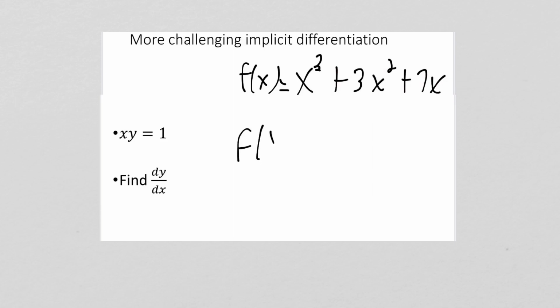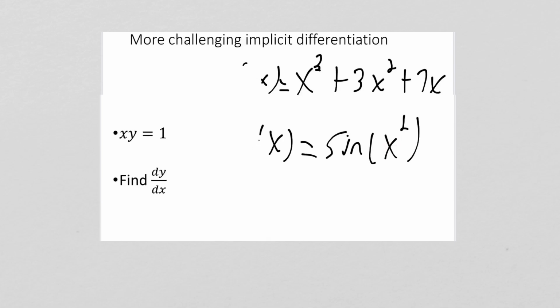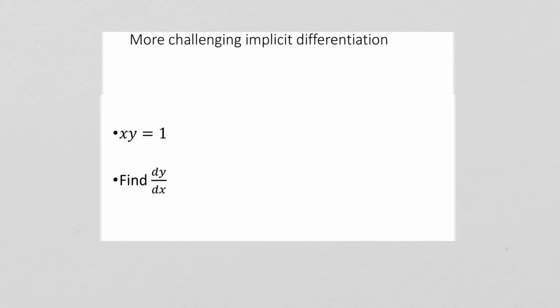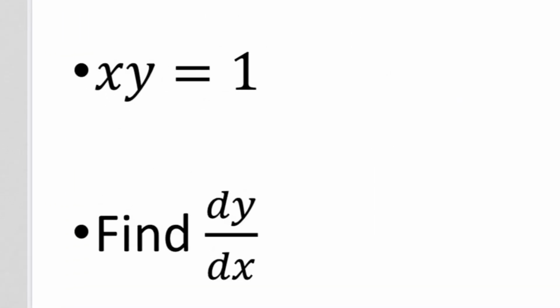We've done f of x equals sine of x squared. This required us to do a chain rule because there's a function inside a function, but we don't have two functions multiplied. But the difference here is that we have x times y, right? We're doing x multiplied by y. Let's get rid of this bullet point because it's confusing.